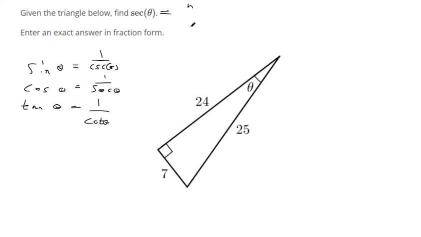So secant theta is going to be the hypotenuse of this triangle, 25, divided by the adjacent of angle theta. This is the opposite, right? And if this is the hypotenuse, then this is the only other one that's adjacent. So this is 24. So that's it. That's secant theta. It's 25 over 24.